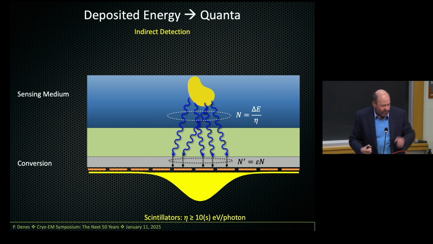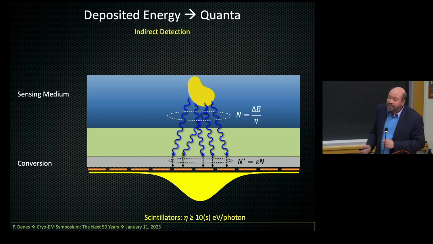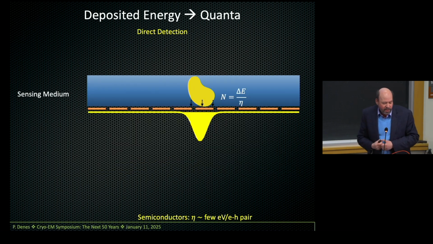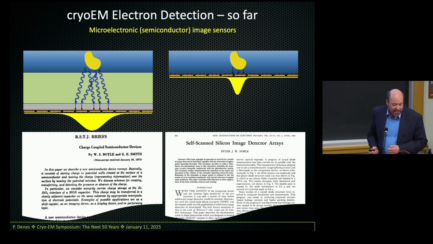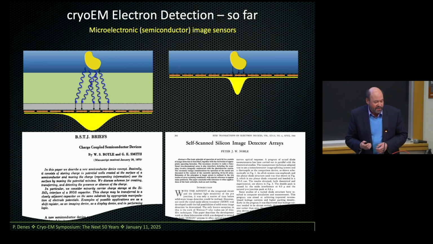Same with film, you look at film. In something like a scintillator, it typically takes 10 or tens of eV to create a scintillation photon. If this is now a semiconductor, then you directly detect the deposited energy. It takes a few eV per electron hole pair. Either one of these methods, both of which are used in EM, depend either on the charge-coupled device, which was from 1969, or 1 year earlier, the CMOS image sensor from 1968.